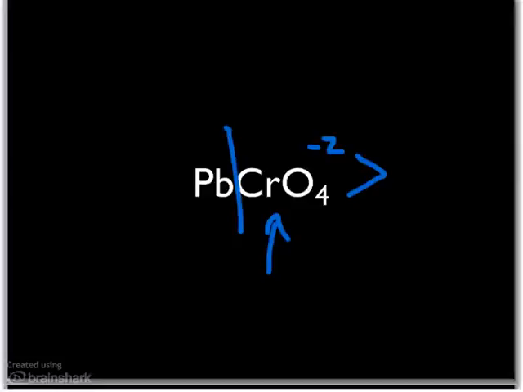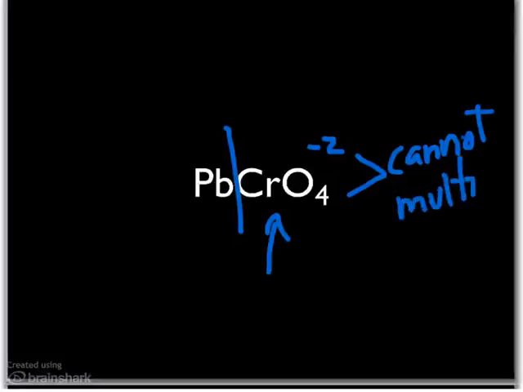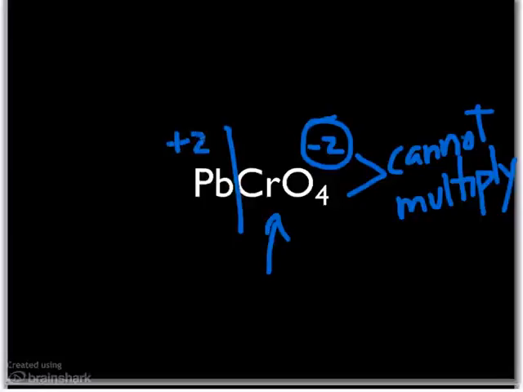Well, the rule that I gave you was that a polyatomic has to be in parentheses to be able to do that. If it's not in parentheses, then you can't. In this case, CrO4 is not in parentheses, so you cannot multiply those two together. It would just be a -2 in this case for that charge. So you'd have a -2 over here, and then that would mean that the Pb is a +2.